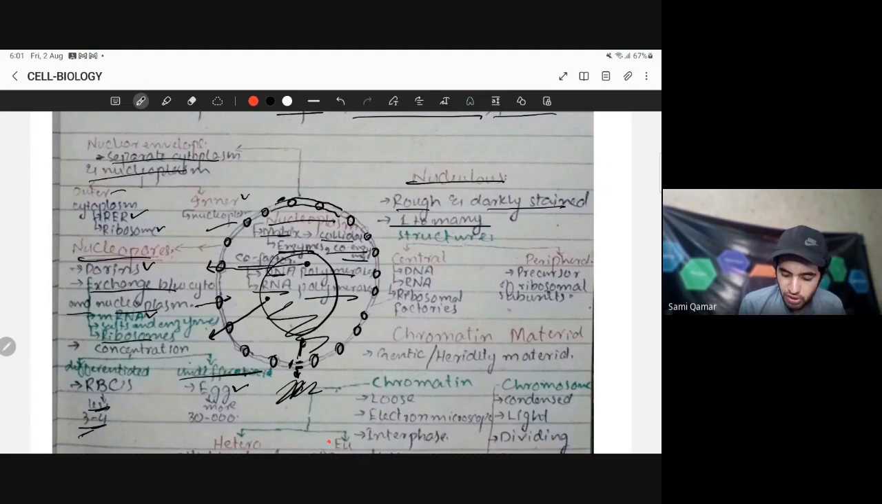So first of all, what is the structure? There is a central region of the nucleolus and then a peripheral region. What will be in the central region? There will be DNA, RNA, ribosomal factories. On the periphery, there will be precursors of ribosomal subunits. Here ribosomal subunits will be assembled, then they will move out and become ribosomes.